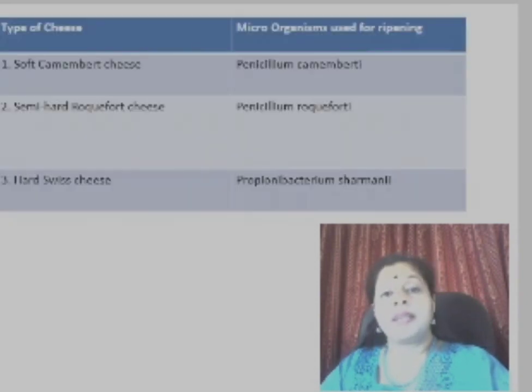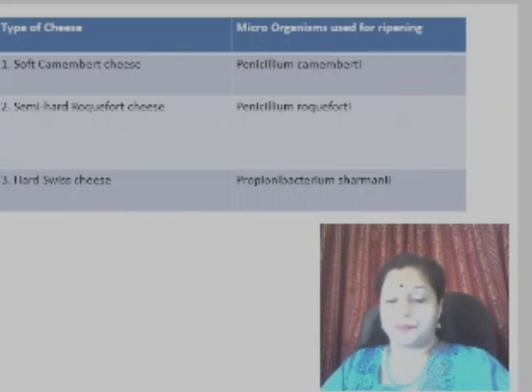In this table, you can see a few types of cheese and the microorganisms used for ripening. The soft cheese is called camembert cheese and it's Penicillium camemberti. Then semi-hard cheese is Roquefort. It is Penicillium roqueforti. Then hard Swiss cheese is formed by Propionibacterium shermanii. So in the textbook, Penicillium roqueforti is not given, but they have mentioned Roquefort cheese.